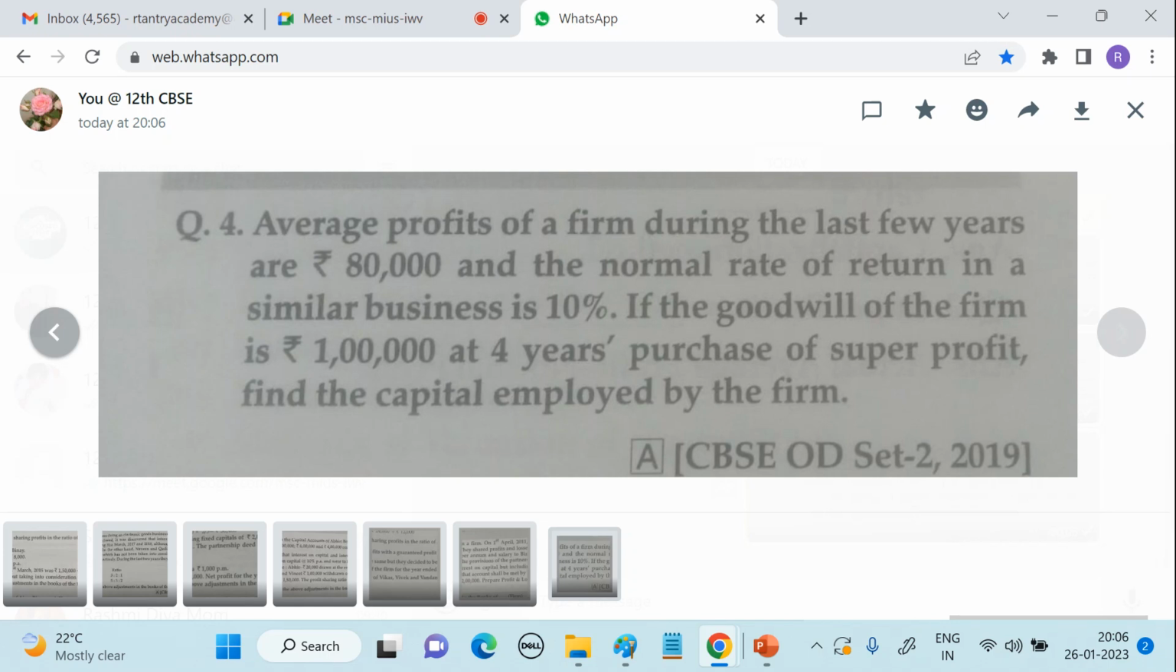They've given you average profit of a firm during the last few years is 80,000. So average profit directly given, nothing to calculate. The normal rate of return in the similar business is 10%. If the goodwill of the firm is 1 lakh, at 4 years purchase of super profit, then you're supposed to calculate the capital employed by the firm. Can you do this?